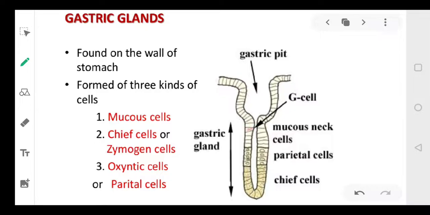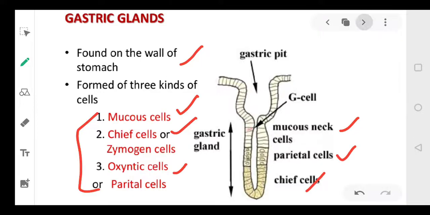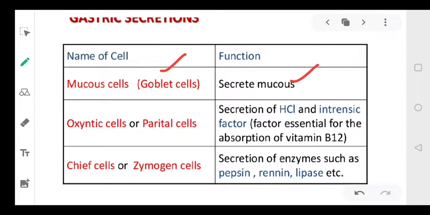Gastric glands are present in the walls of the stomach. There are 3 basic kinds of cells: mucous cells, chief cells, and oxyntic cells. You can see their location. Mucous cells are here, parietal cells are here, and chief cells are here. Now coming to their function, the mucous cells produce mucus. Mucus is very important because once it is formed, it forms a lining on the inner surface of the stomach, so that HCl has no effect on the walls of the stomach.